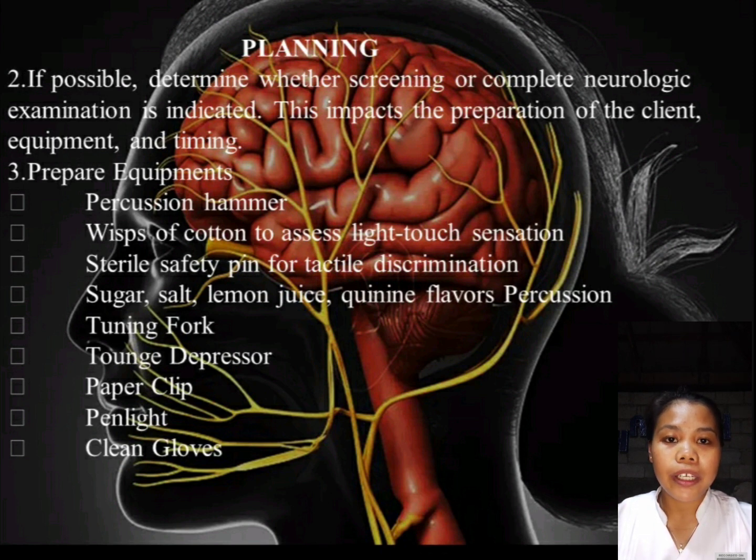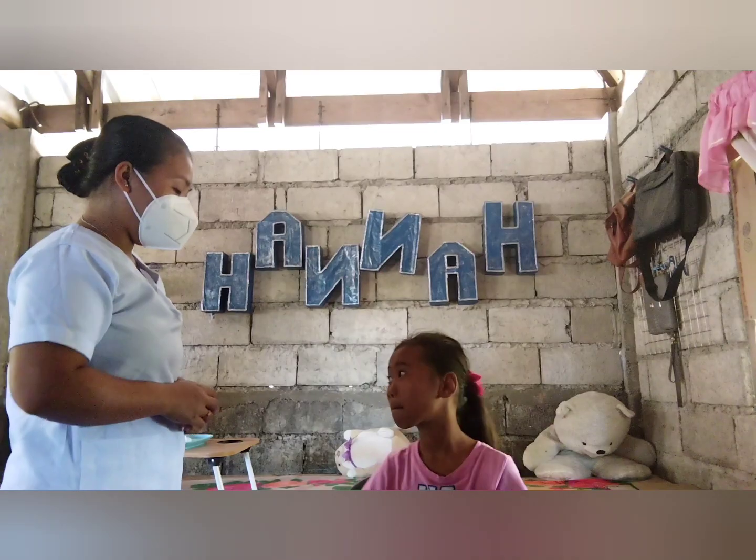Next one is prepare the equipments. First is the percussion hammer, wisp of cotton to assess light touch sensation, sterile safety pin for tactile discrimination, sugar, salt, lemon juice, quinine flavors, percussion, tuning fork, tongue depressor, paper clip, pen light, and clean gloves.